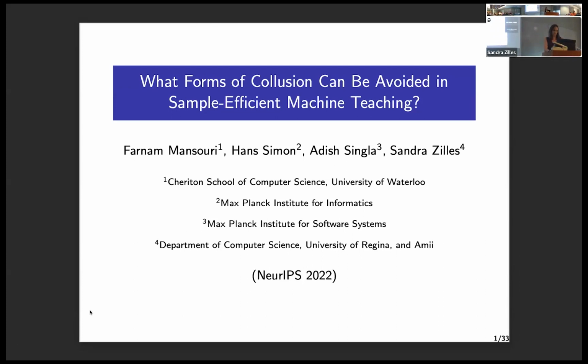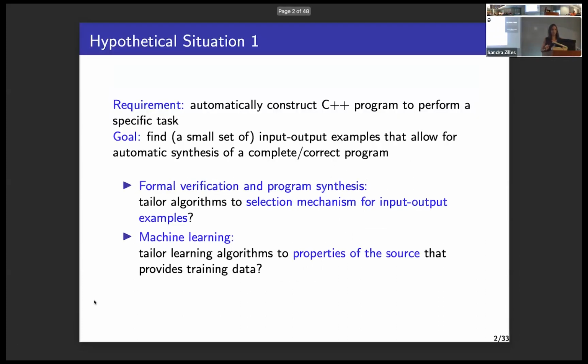Okay. And now my slides don't advance. Yes, they do. Okay. Consider the following hypothetical situation. You want to synthesize a program, say a C++ program or whatever, out of a small set of input-output examples that you hand select. And in formal verification and program synthesis, people do spend some thought on how we can tailor the algorithm that synthesizes the program to our knowledge of the selection mechanism for these input-output examples, right?